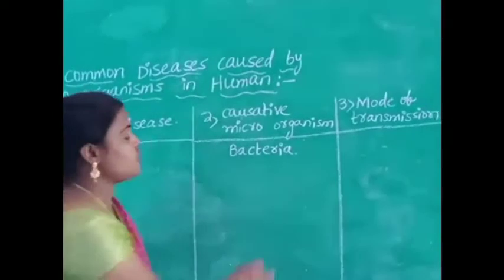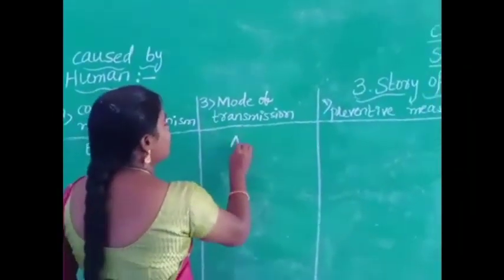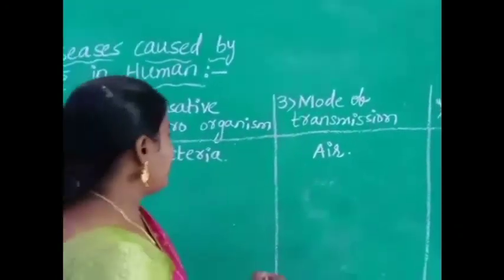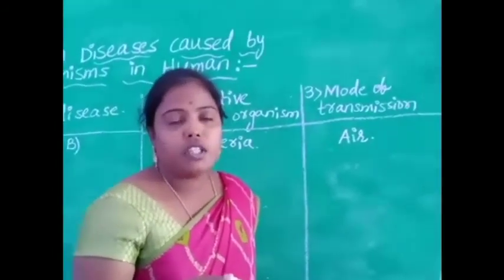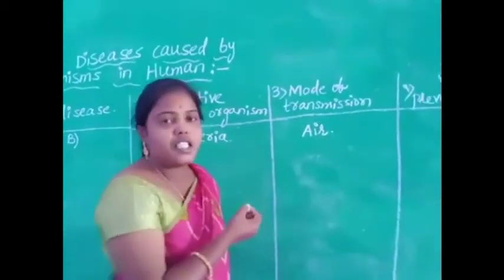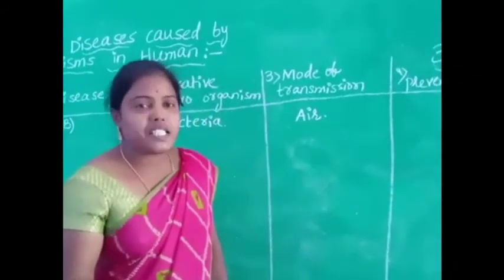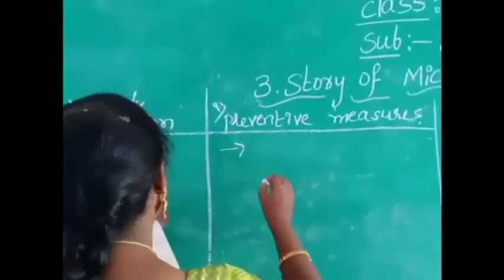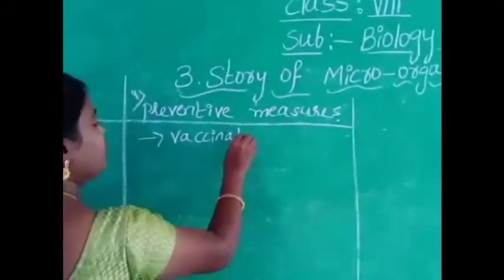This disease, caused by bacteria, spreads through the air. The bacteria travel in the air, and when the infected person coughs, the disease spreads to a healthy person through the air. How can we prevent the disease? By taking vaccination.